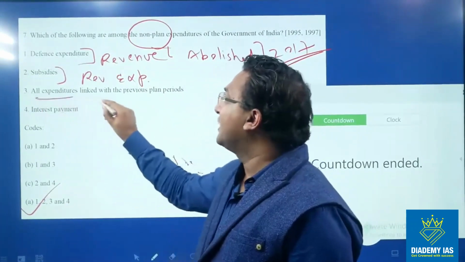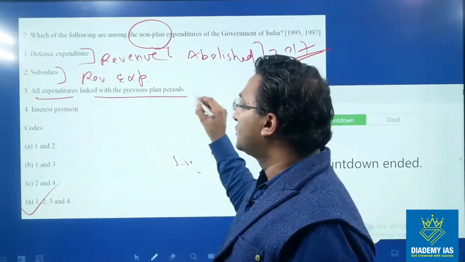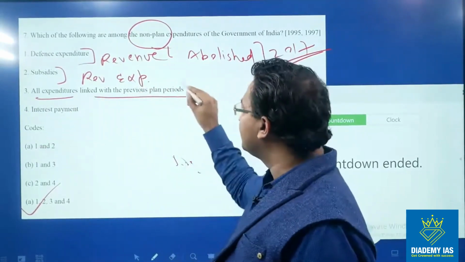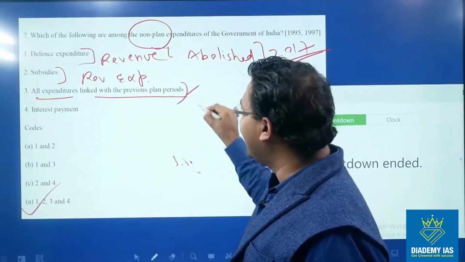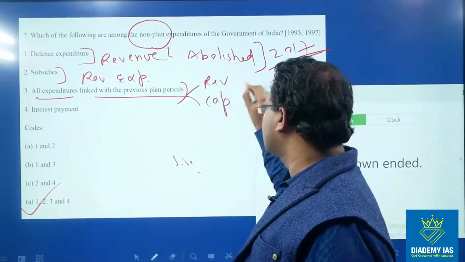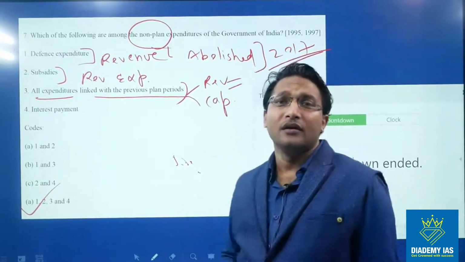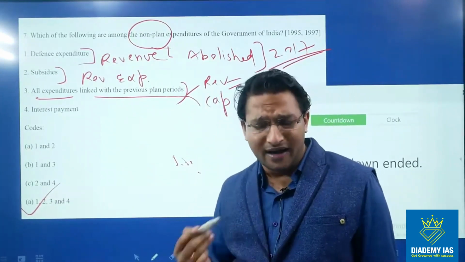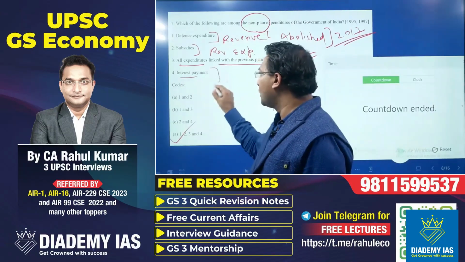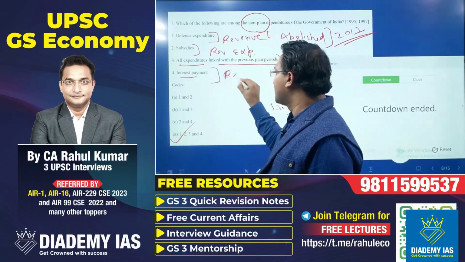All expenditures linked with the previous year plan period, so expenditure of previous year plan, as of now we divide either into the revenue or capital. If the nature is that it does not impact the asset and liability, then it is revenue, otherwise it is capital. Interest payment is purely revenue expenditure, right?